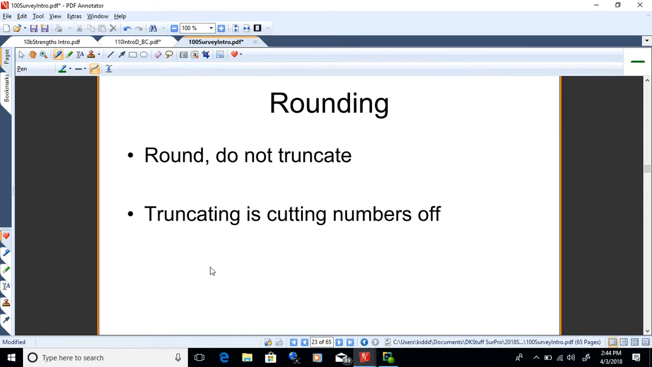All right. Now rounding. Round. Do not truncate. Okay. We get really particular about this. I got spoken to once by a guy I worked for because he didn't like some rounding I was doing.